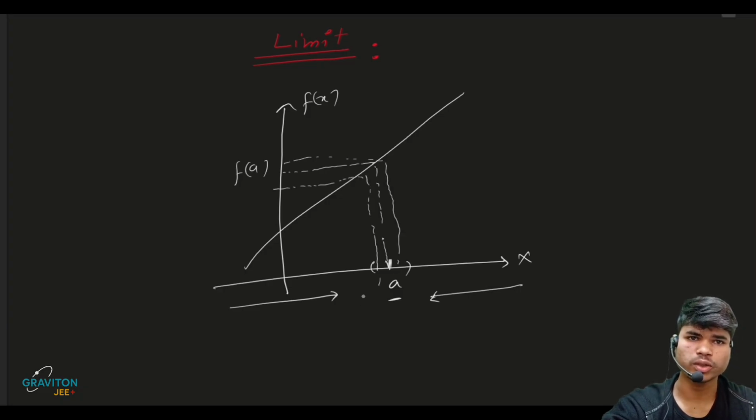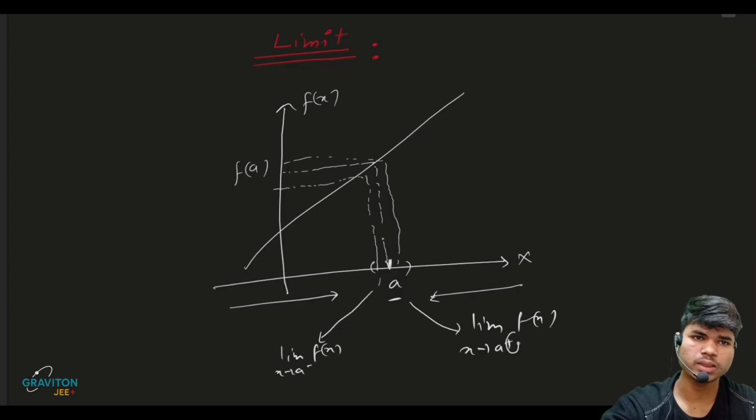If we approach this number from the left hand side, then the function value will be limit x tends to a negative f of x. And if we approach this number from the right hand side, then the function value will be limit x tends to a positive f of x. This positive sign indicates the right hand side and this negative sign indicates the left hand side.